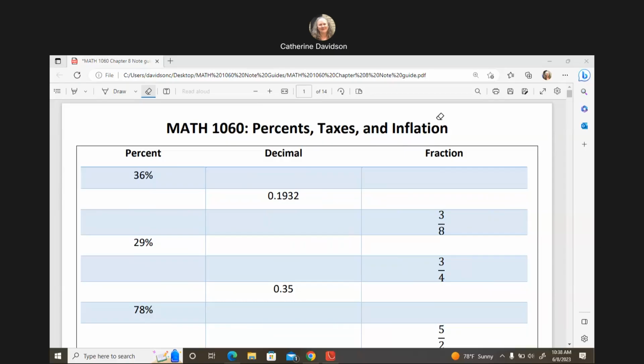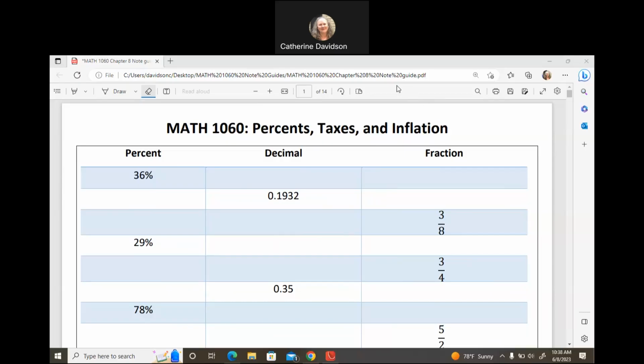This is section 8.1, percents, taxes, inflation. The first thing we're going to need to do is convert between percent, decimal, and fraction. We'll do this through chapter 8, and then also we'll need to be able to convert when we're in chapters 12 and 13 as well. More 13 than 12. Okay, so let's look at this.